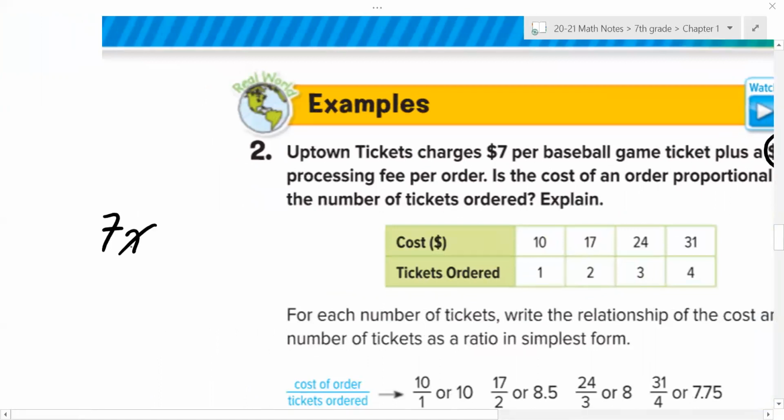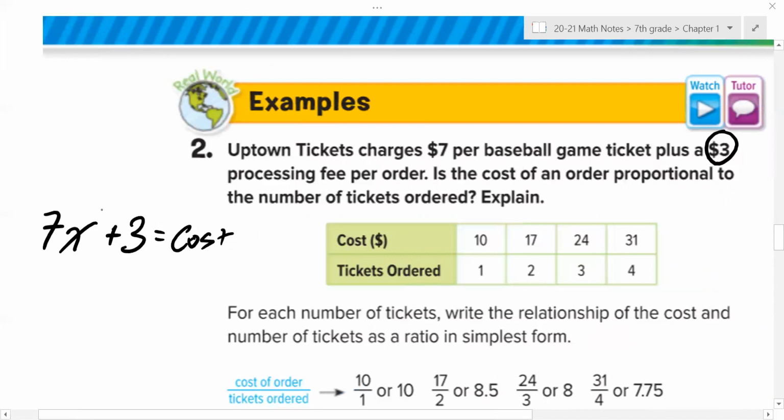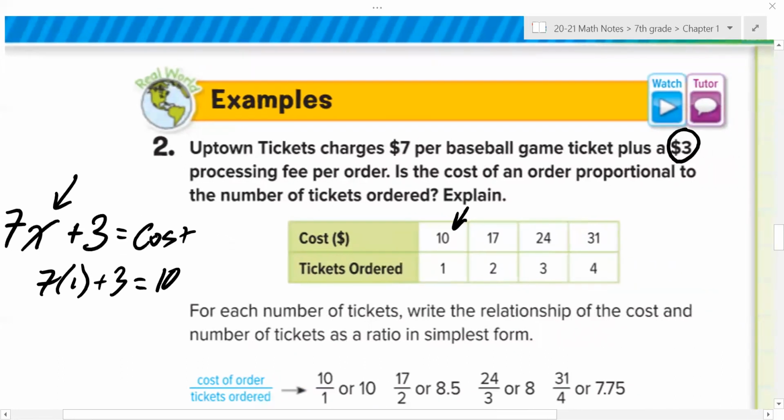So I'm going to just use X as a variable because we don't know how many tickets we're going to be getting. No matter what, there's going to be a $3 charge. So I'll just do this cost. This is actually what we're doing for 8th grade right now. So the cost, if I were to plug in 1 here, 7 times 1 plus 3, that 1 ticket is going to cost $10, and that's where they get this. For 2 tickets, it's going to be $17. 3 tickets, $24. 4 tickets, $31.